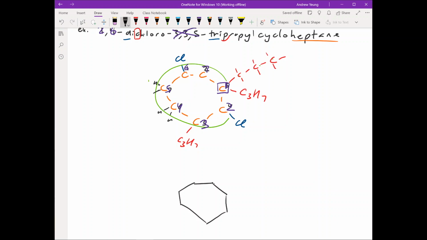So let me double check here. 1, 2, 3, 4, 5, 6, 7. Okay. We have 1 that's holding on to chlorine. I know chlorine here does start with a C, but that's not a carbon. It doesn't belong to the parent at all. There's a chlorine off this one here. Okay. I assume that the remainder are going to be hydrogens.